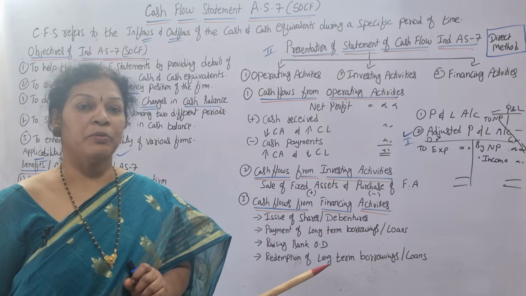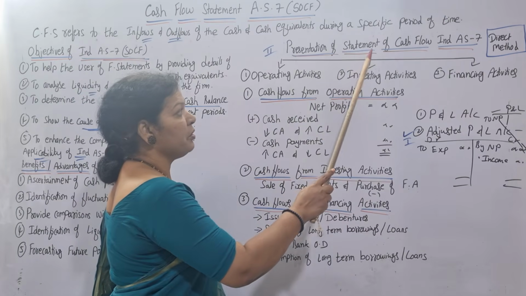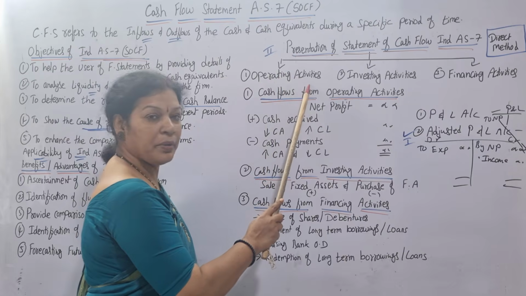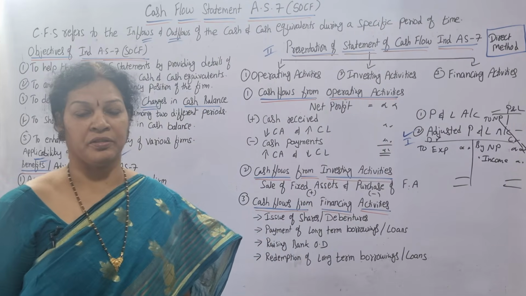How do you prepare the cash flow statement? Mainly 3 items you have to remember. Presentation of statement of cash flow. 3 items. One is operating activities, investing activities, financing activities.